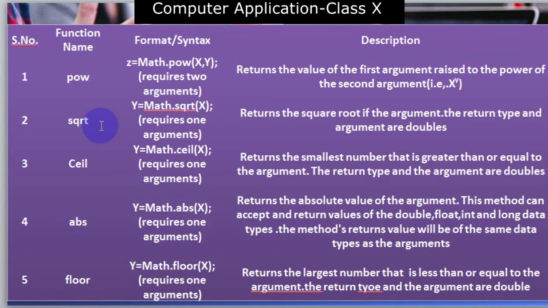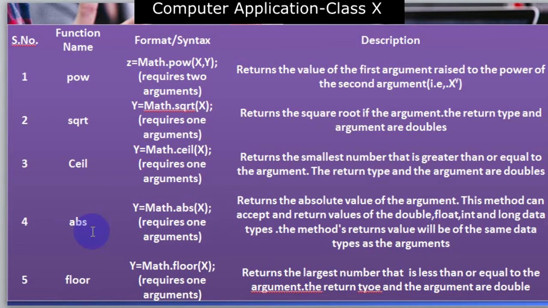Second one, sqrt. Sqrt is nothing but square root. So the format or syntax is y = Math.sqrt(x). Here you require only one argument. It returns the square root of the argument; the return type and argument are double. The third function name is ceil. Format: y = Math.ceil(x). Here also you require only one argument, and the description goes like this: returns the smallest number that is greater than or equal to the argument. The return type and the argument are double.